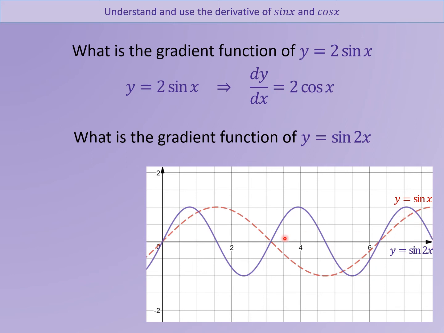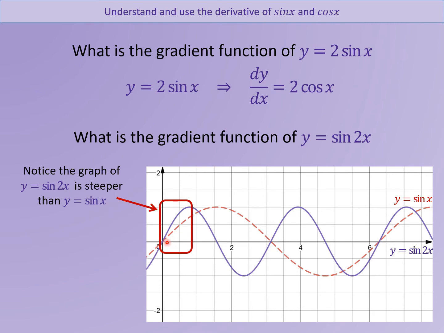Now what's important to notice is the gradient straight away gets quite steep. So it's steeper when it first starts. Before, it was just y equals sine x. It started off at 1, whereas the sine 2x is a lot steeper. So that means that the gradient function is 2 lots of cos.